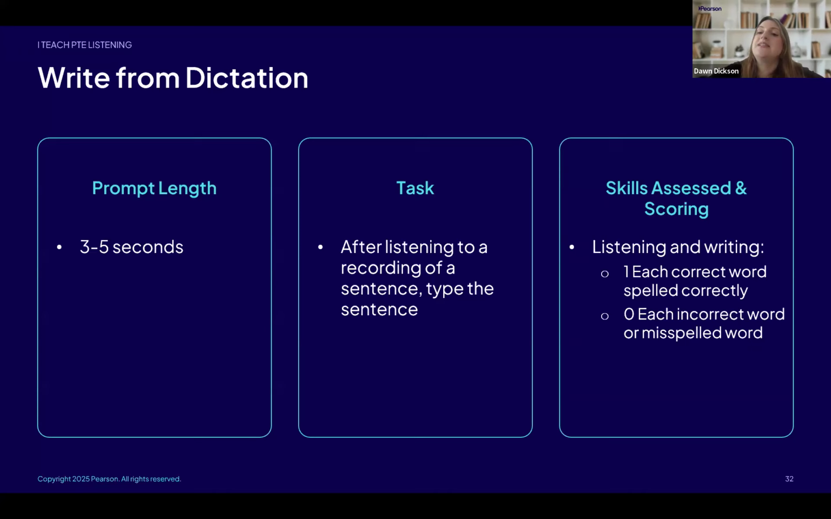The skills assessed here and how it's scored. Again, 2 skills are being tested, listening and writing. And again, this time there is no partial credit. So they will either receive a point for each correct word spelled correctly, or they will receive a 0 for each incorrect word or misspelled word. So no partial credit awarded here. It's either correct or it's incorrect.